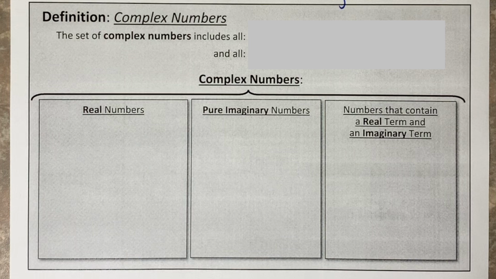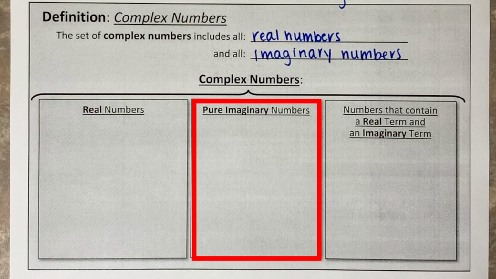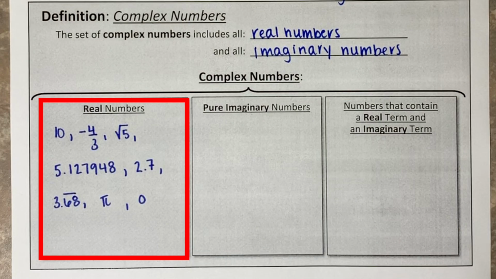Complex numbers is a big umbrella term. Complex numbers include all real numbers and all imaginary numbers. As you see here, the term complex numbers includes three types of numbers: real numbers, pure imaginary numbers, and numbers that contain a real term and an imaginary term. Here are some examples of real numbers. Remember, real numbers are all of the numbers we've studied in class so far, including whole numbers, integers, decimals, fractions, rational numbers, and irrational numbers.